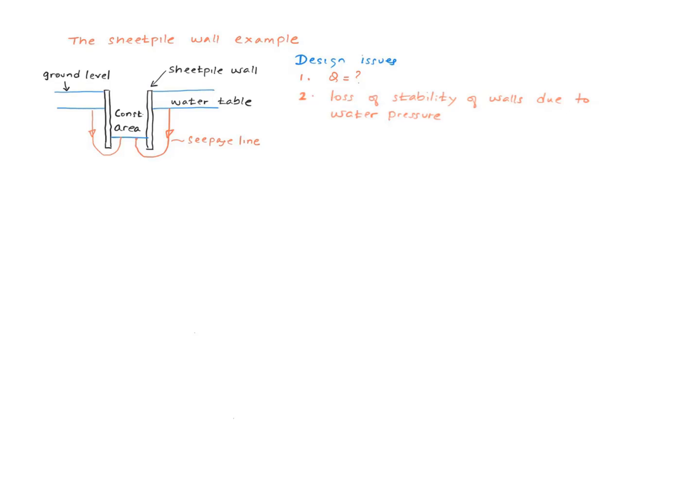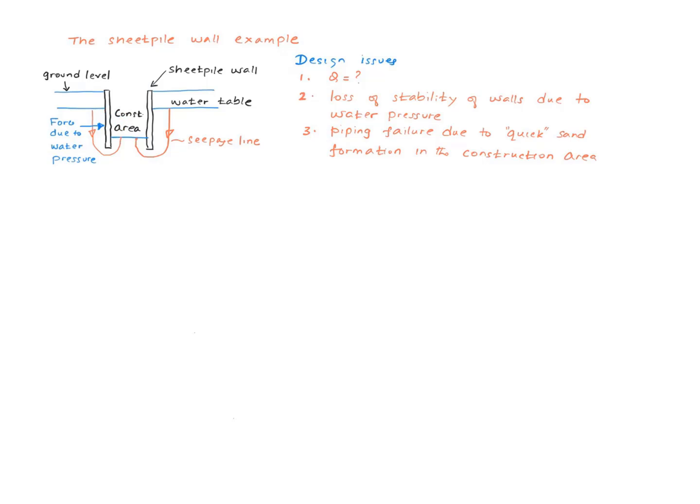Number two, there is now an unbalanced water pressure on the sides of the sheet pile wall. This needs to be considered properly, otherwise the wall could fail. Finally, as in the concrete dam example, there's a potential for the formation of quick condition in this area, which could cause failure of the wall.